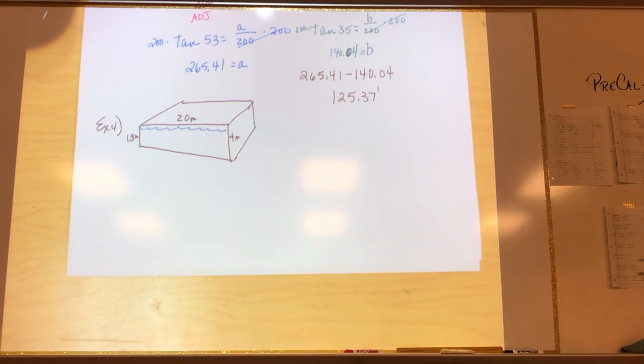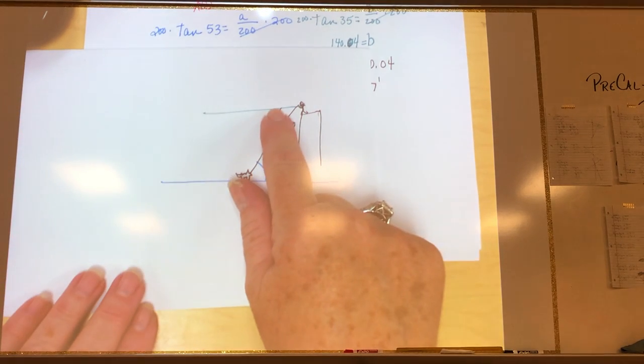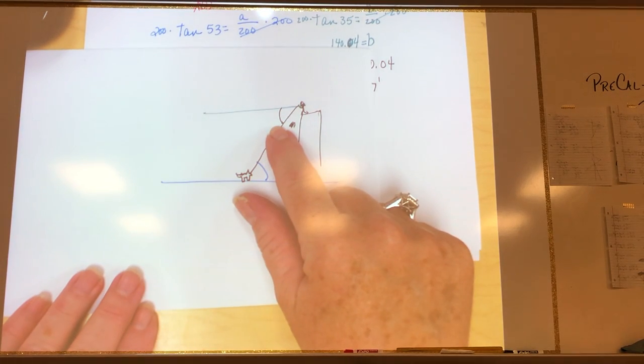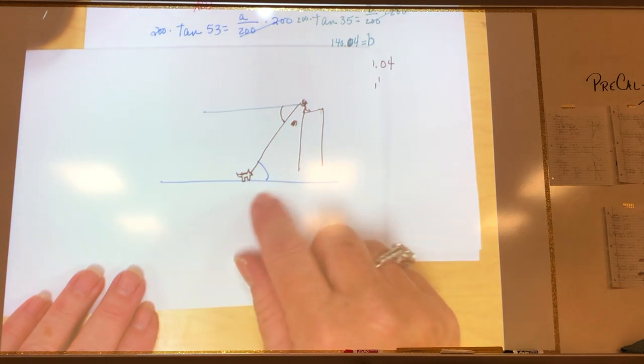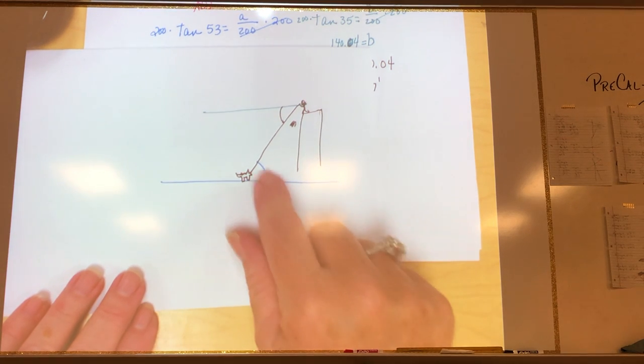All right, here's what it asks: find the angle of depression to the bottom of the pool. Can you explain angle of depression again? I don't remember ever learning that. Okay, angle of depression is from a horizontal down. Angle of elevation is from a horizontal up.